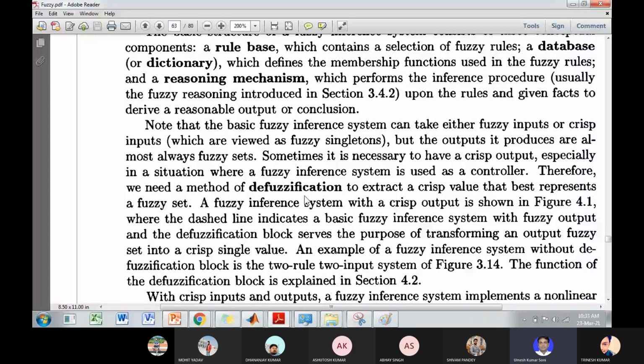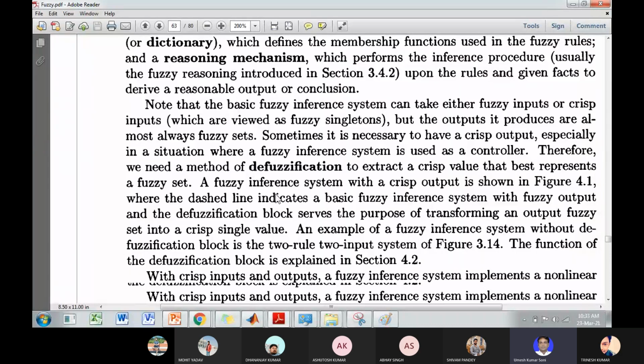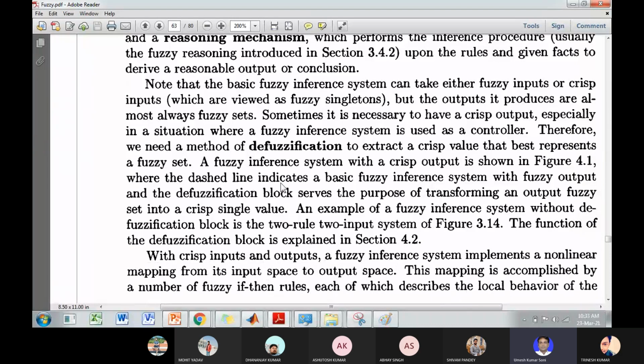So any physical system can be controlled using fuzzy systems, while you are completely determining the membership functions and ranges of the input and output. Defuzzification is a part of a complete fuzzy system, while the fuzzy inference system only provides the fuzzy outputs.